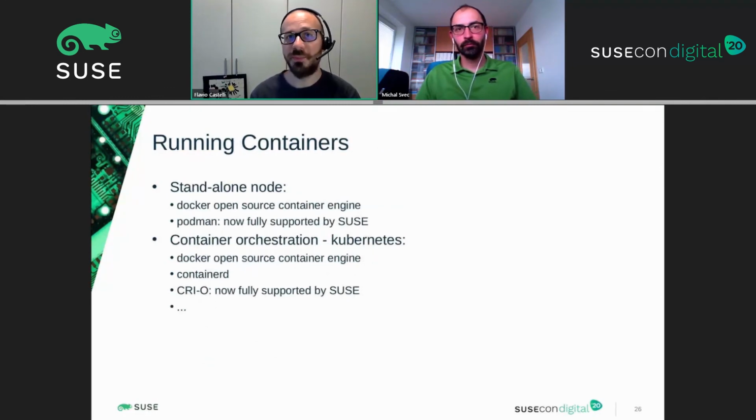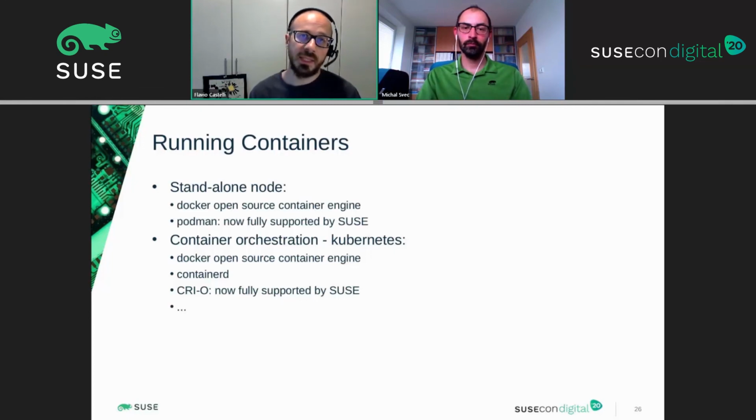I will focus in the beginning on how to run containers. As Michal said, if you want to run containers across a fleet of machines, then Kubernetes has become the de facto way to do that. If you instead want to run containers on a standalone node, like your laptop or a single workstation, then there is the Docker open source container engine, which is fully supported by SUSE. But there is also another way to do that, which is by using a project called Podman. The big news is that Podman is now fully supported by SUSE. I will dig deeper into Podman in a slide.